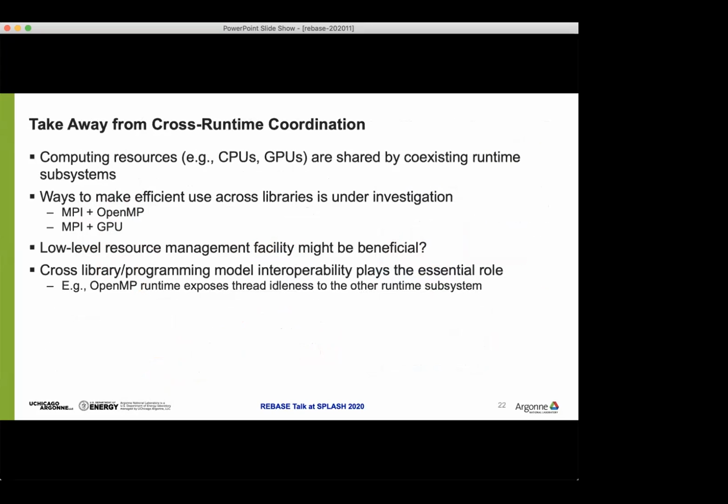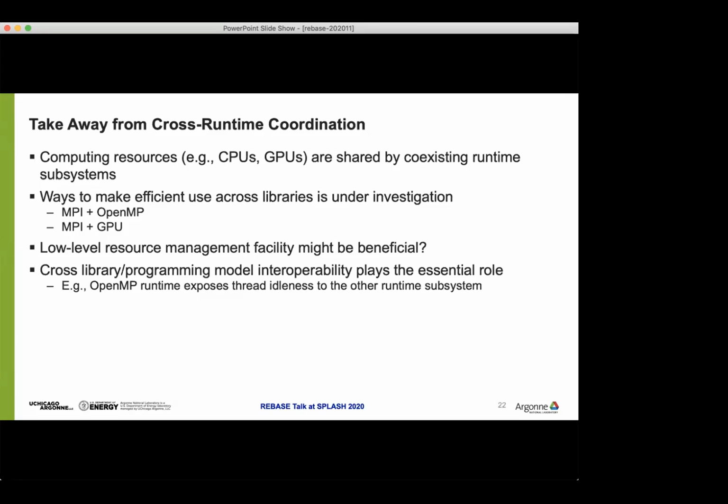So basically, we actually got a lot of performance improvement by coordinating coexisting runtime subsystems. For example, we have coordinated the MPI and OpenMP subsystems to accelerate the communication in MPI. There are also other coordination we need to do, for example, between MPI and the GPU subsystem. And we may find that to efficiently utilize all of those libraries, we maybe need some different approach, like the low-level resource management, maybe at OS level. I know the OS innovation, they are doing such kind of research too.